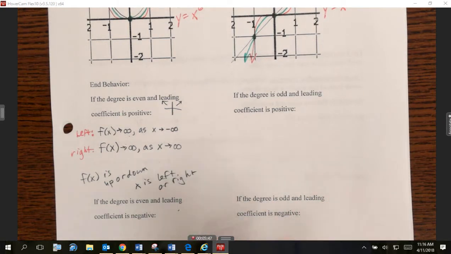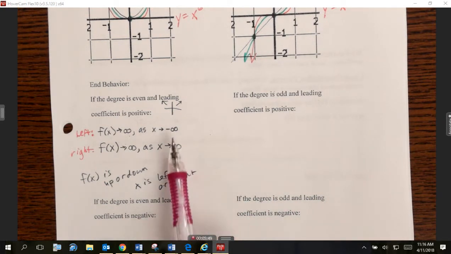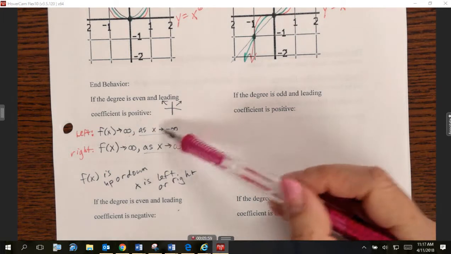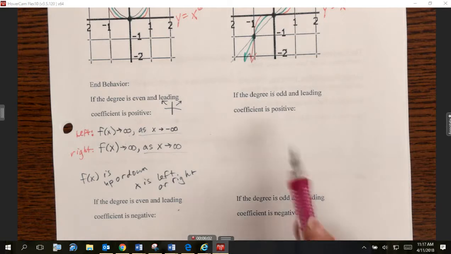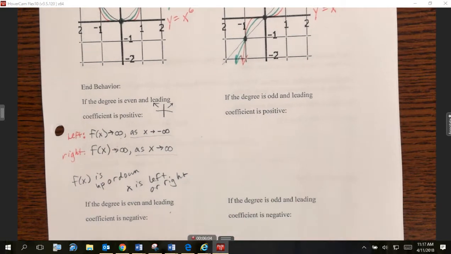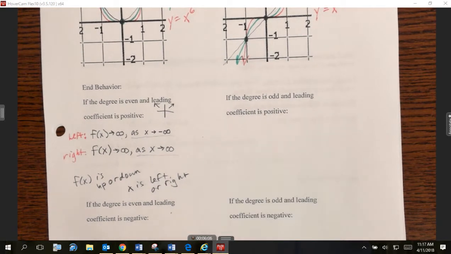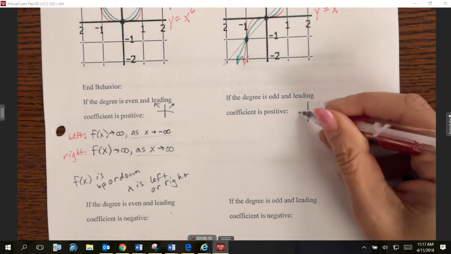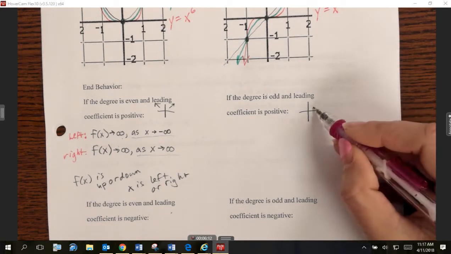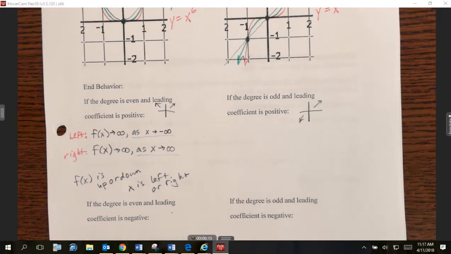And in every single scenario, we're going to talk about the left first and then the right first. So this part that says "as x approaches" will be the same for every single one. That last part will be the same for every single one. So the second one: if the degree is odd and the leading coefficient is positive, that's the graph that starts down and goes up.